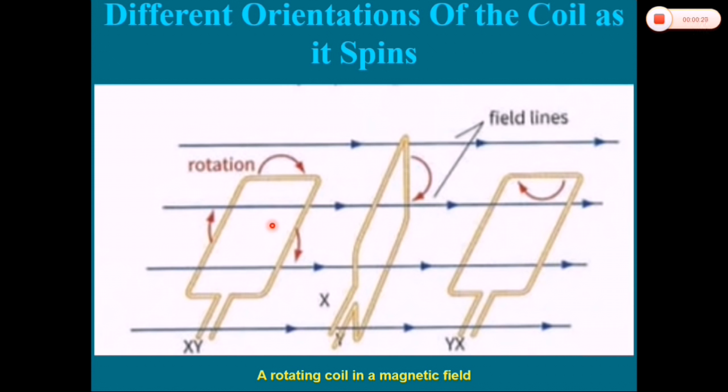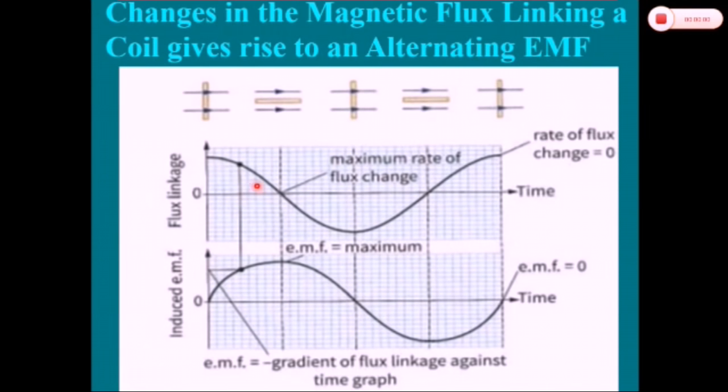As the coil moves through the vertical position, what will happen? The rate of change of flux is zero. The sides of the coil are moving parallel to the field lines. So when the sides of the coil are moving parallel to the field lines, not cutting them, then what will happen? There is hardly any change in the flux linkage. Okay. Now this is the graphical representation of the flux linkage and the corresponding values of induced EMF. Okay. So changes in the magnetic flux linking a coil give rise to an alternating EMF.